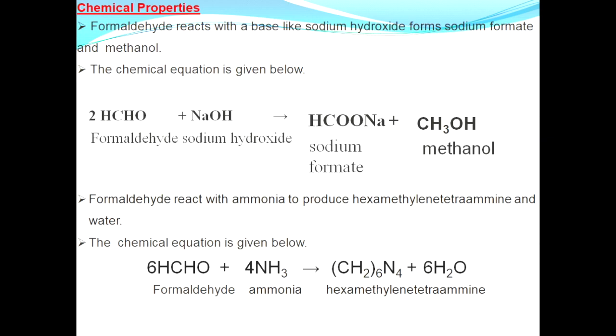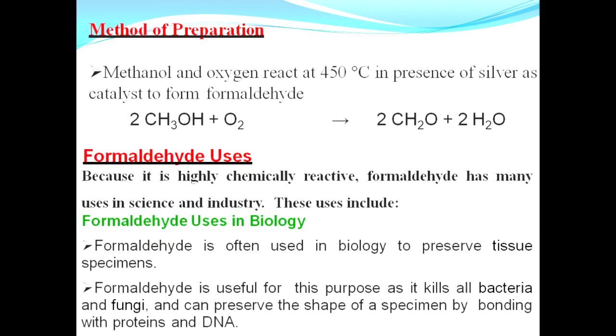Now, formaldehyde reacts with ammonia to produce hexamethylenetetramine and water. So, the chemical equation for this: 4 molecules of ammonia react with 6 molecules of formaldehyde and form hexamethylenetetramine and 6 molecules of water, which is basic in nature.